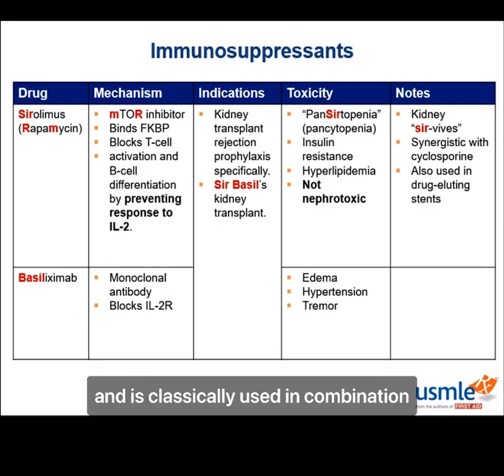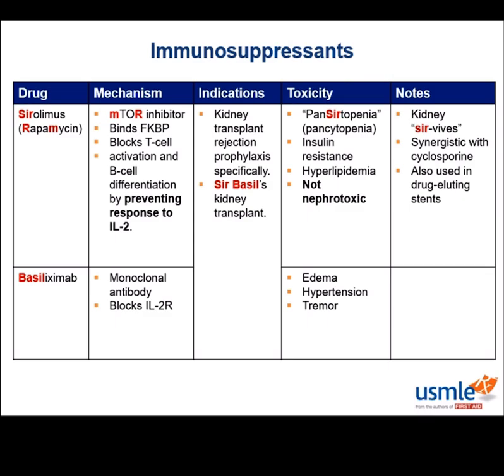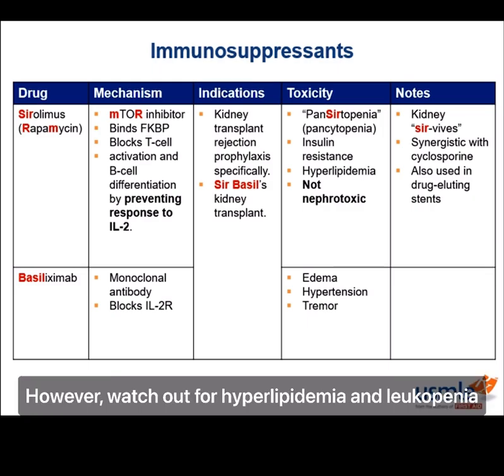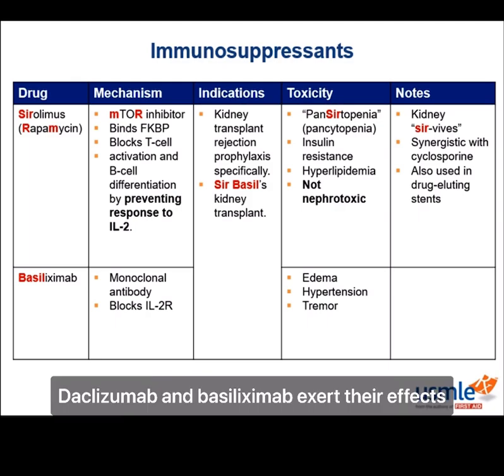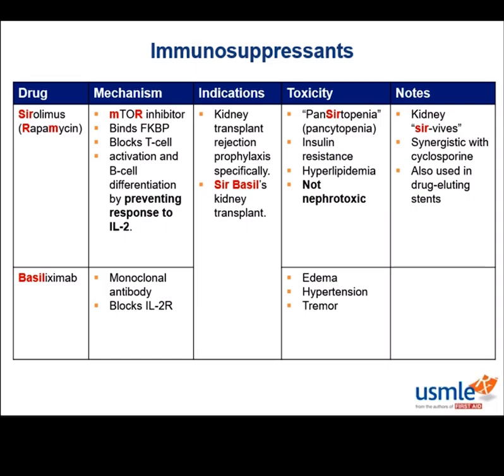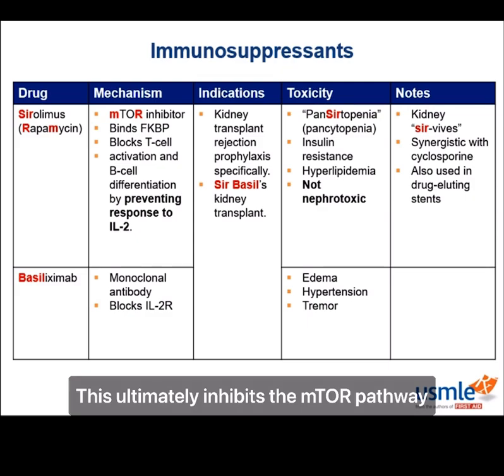Now, sirolimus and basiliximab are both used specifically for kidney transplant rejection prophylaxis. You can remember this with the mnemonic Sir Basil's kidney transplant, and that the kidneys survive. With sirolimus, watch out for pancytopenia, insulin resistance, and hyperlipidemia. With basiliximab, watch out for edema, hypertension, and tremor.